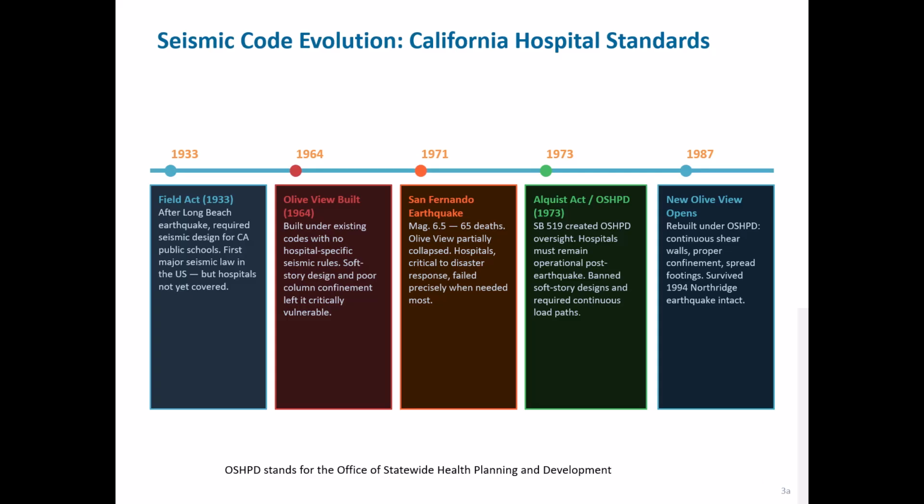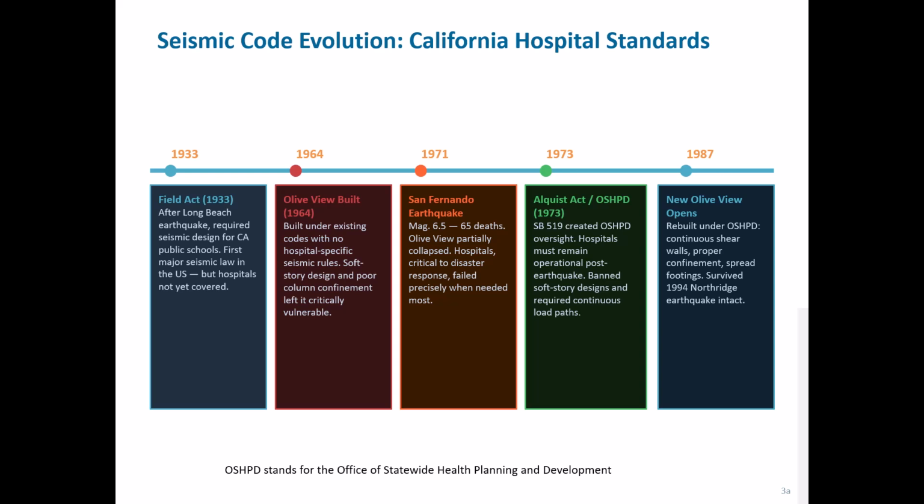Here is the seismic code evolution for the state of California. We're going to mention schools and hospitals. So the big earthquake in California, in fact, the worst case earthquake in U.S. history in terms of loss of life and property damage, was the 1906 San Francisco earthquake.